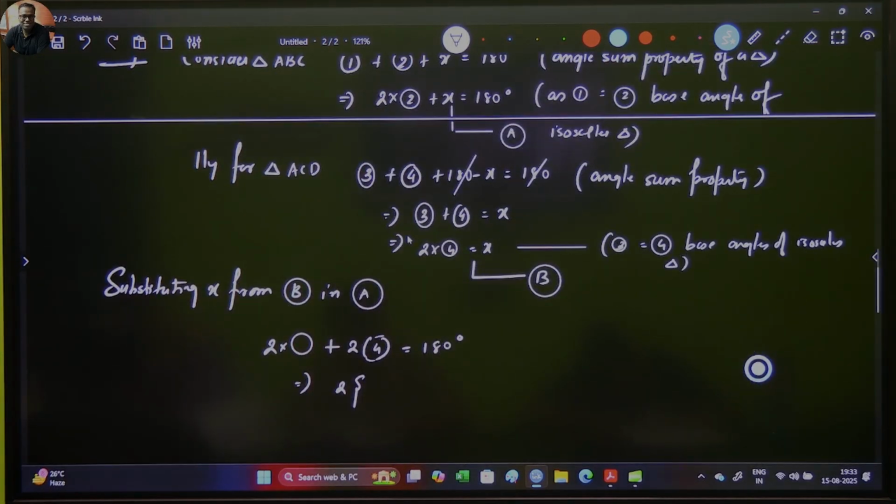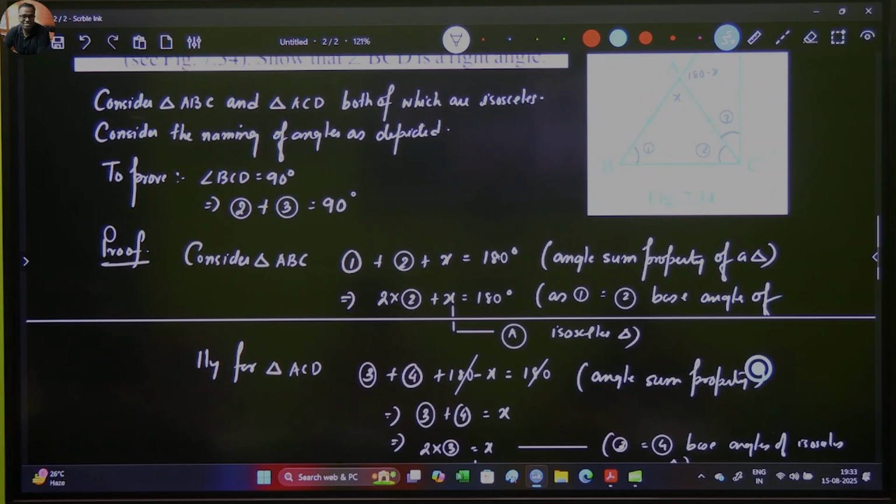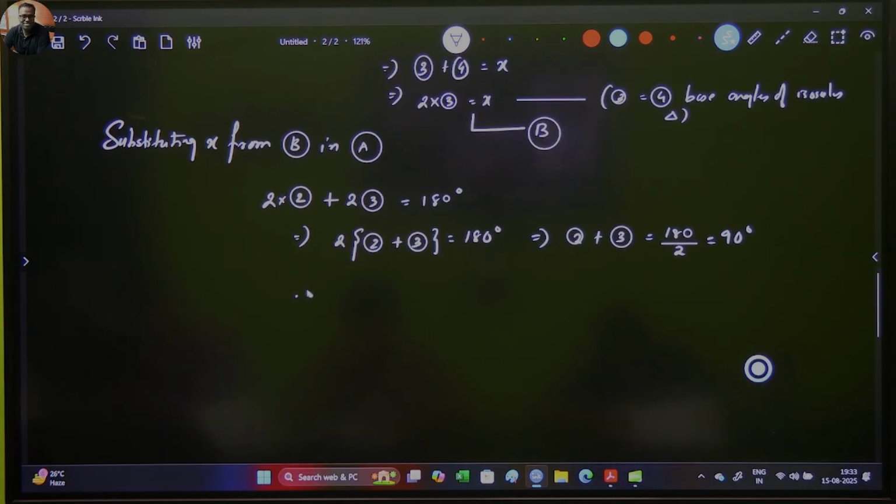2+3 we should prove ना, यहाँ पे थोड़ा गलती हो गया. We should have written 2+3, 2 in terms of 3, 2 times 2 and 2 times 3, 2 plus 3. Are we fine?